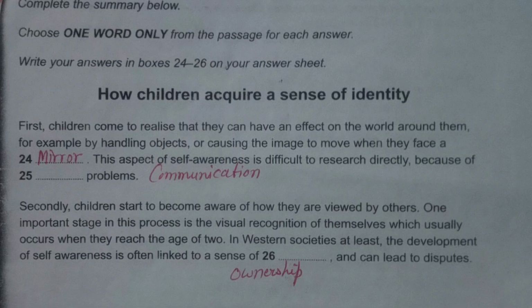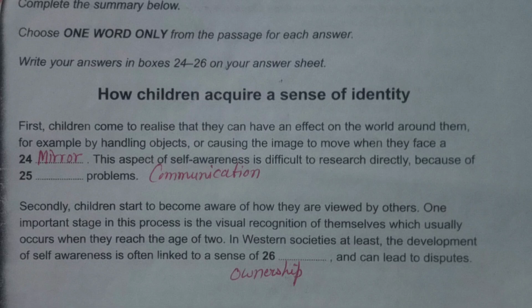Next question is, secondly, children start to become aware of how they are viewed by others. One important stage in this process is the visual recognition of themselves which usually occurs when they reach the age of 2. बच्चे इस बात को समझना शुरू कर देते हैं कि दूसरे उन्हें कैसे देखते हैं. ऐसा विजुअल रिकॉग्निशन की वजह से होता है जब वो 2 साल के होते हैं.